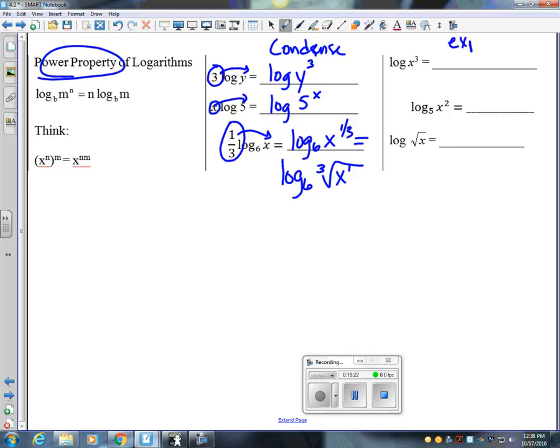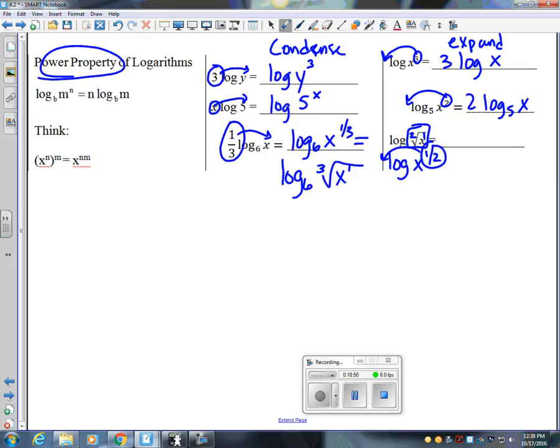Okay, for this one, expand. We want to make it bigger, so the way we do that is we take the 3 and we throw it back in front. So 3 log x. Here we take the 2 and throw it in front. 2 log base 5 of x. For this one, you're going to have to change this into an exponent. So it's log base x of 1 divided by 2. And then we're going to throw that out front. So 1/2 log x.